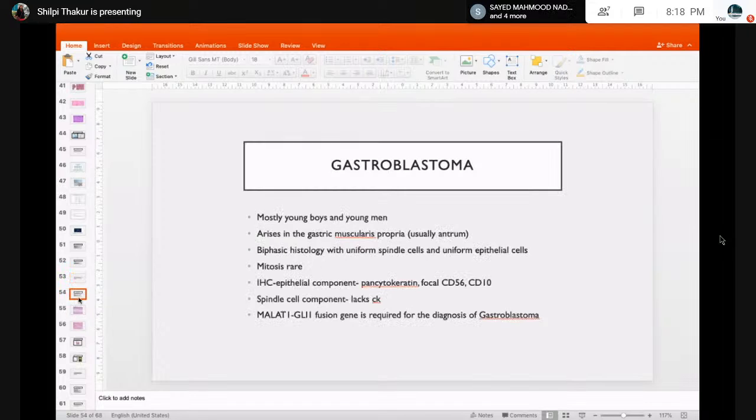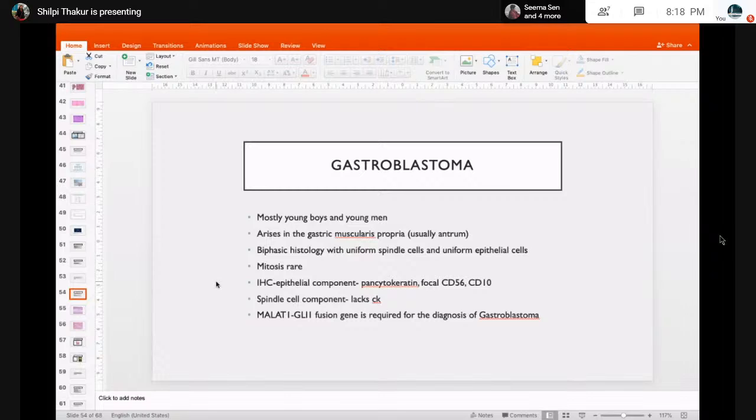Now, coming on to the other entity, which is gastroblastoma. Gastroblastoma is mostly found in young boys and young men, and it arises from the gastric muscularis propria, usually in the antrum. It usually has a biphasic histology, comprising uniform spindle cells and uniform epithelial cells. In these, mitosis is very rare.